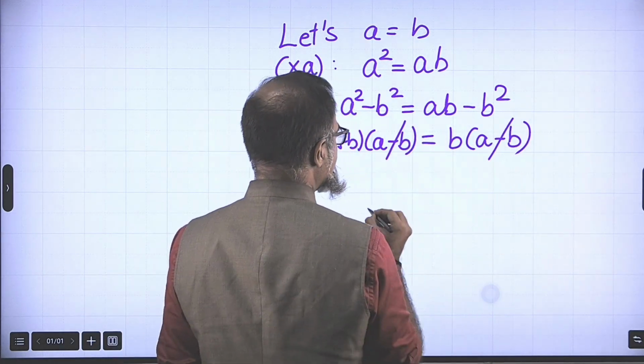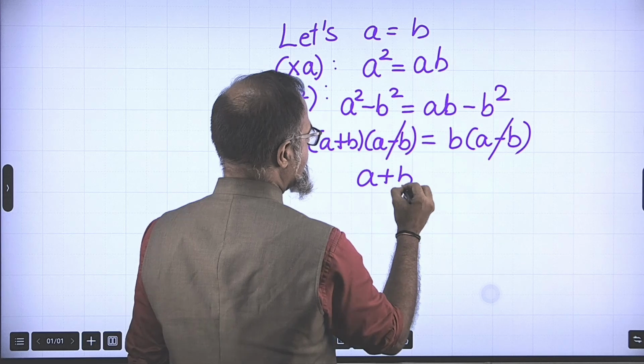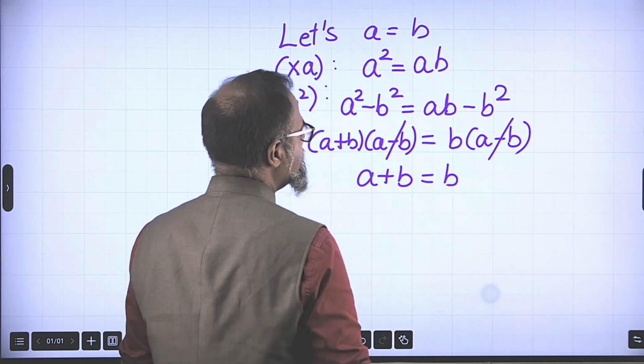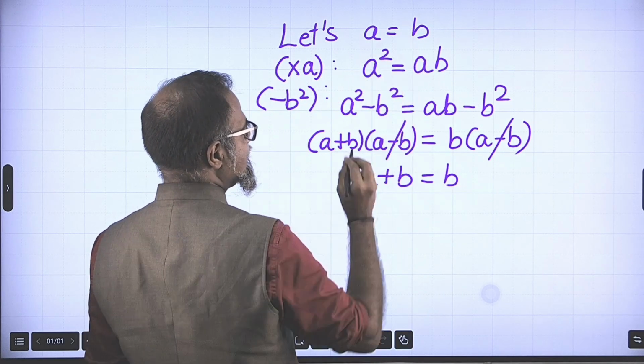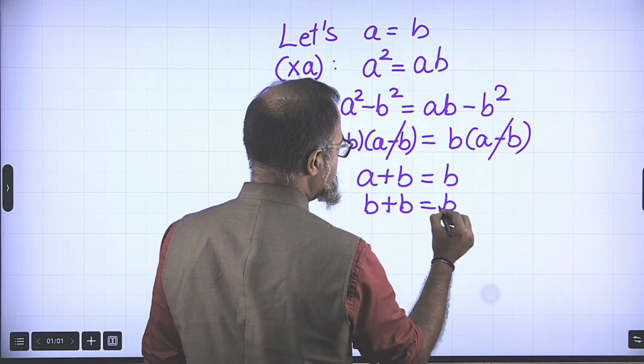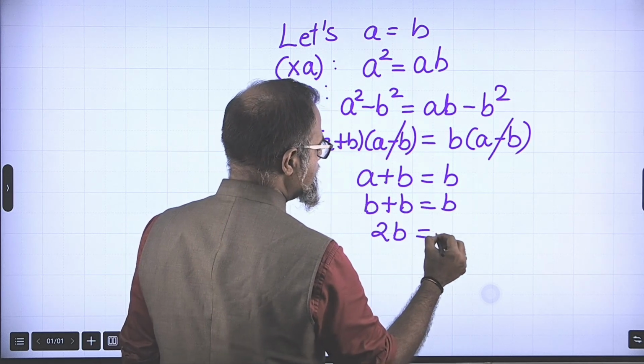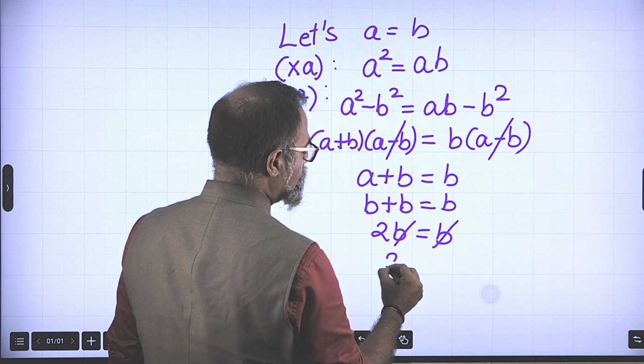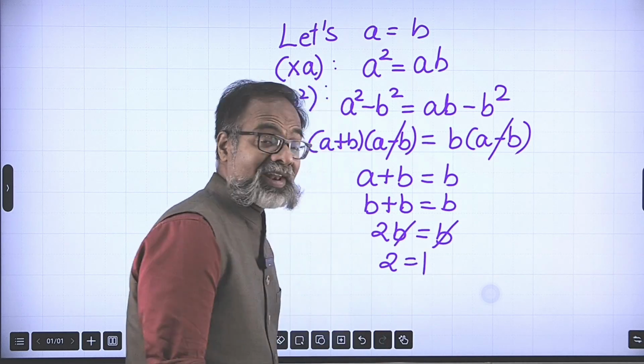So if I cancel it out, I get A plus B is equal to B. And as value of A is the same as B, I can rewrite this as B plus B is B, or 2B is equal to B, or 2 is equal to 1.